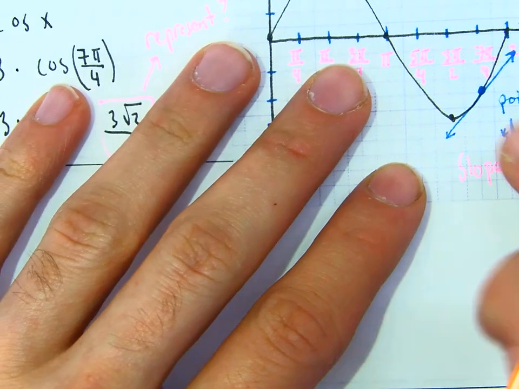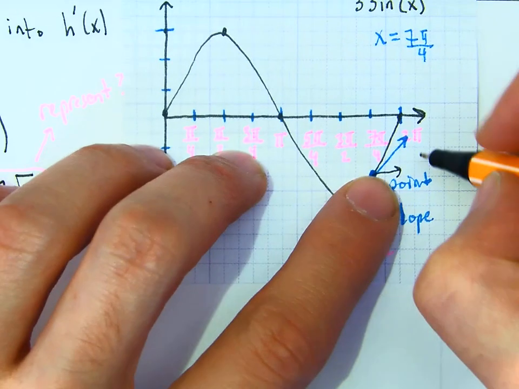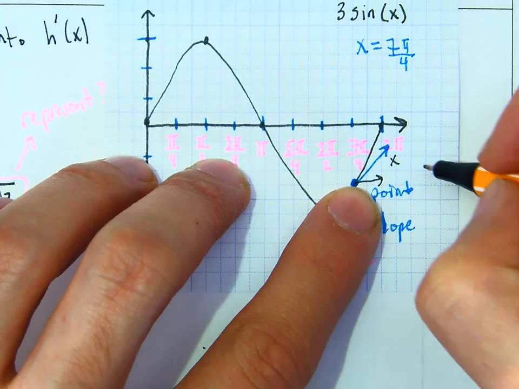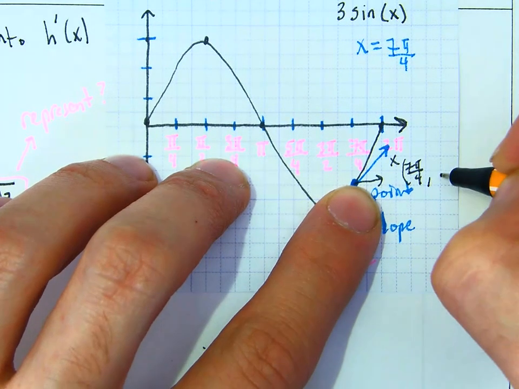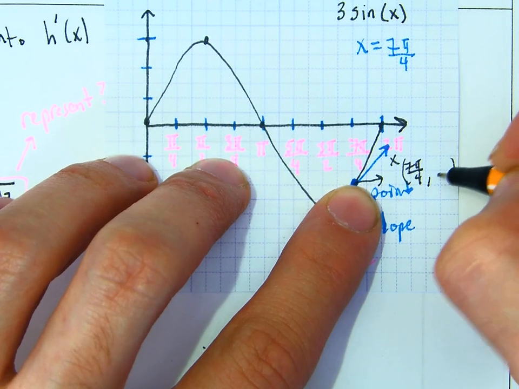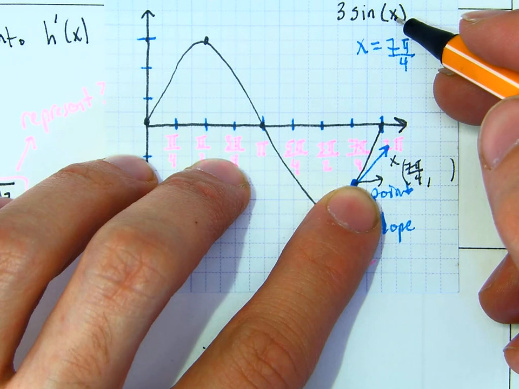Okay, well, how do you find this point? You know that this point, what is the x value of this point over here? It's 7 pi over 4, right? Now, what's the y value? If I wanted to find the y value, I just plug in the x value into the original function.